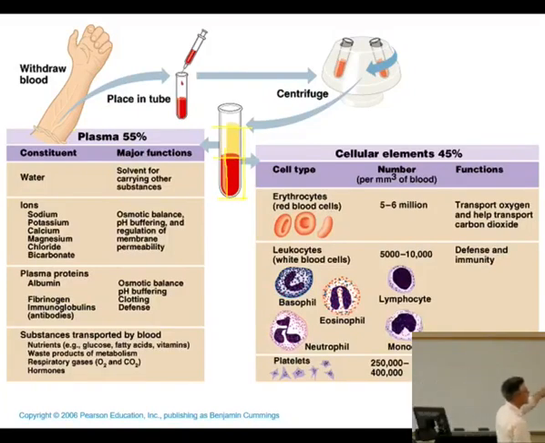So water, different ions, you can name specific ions, and then we're talking about these plasma proteins. So you should know the names of these plasma proteins. The first one is albumin. So albumin is a plasma protein that's always found in the blood, and its main role is to help maintain osmotic balance.